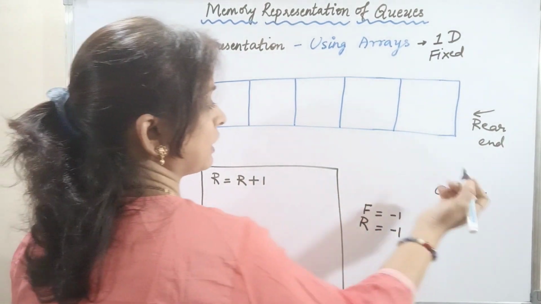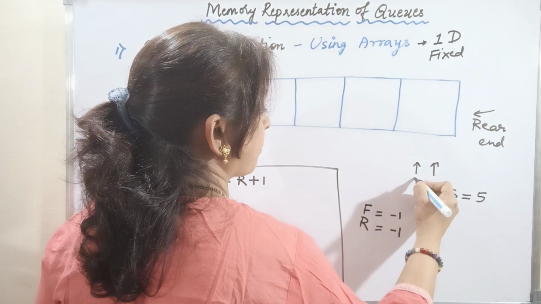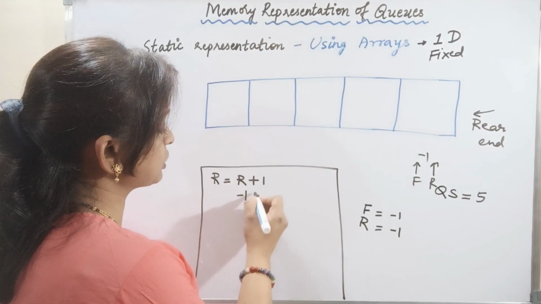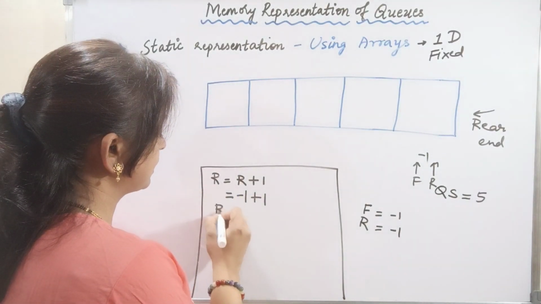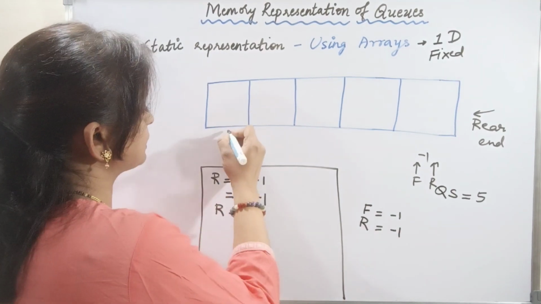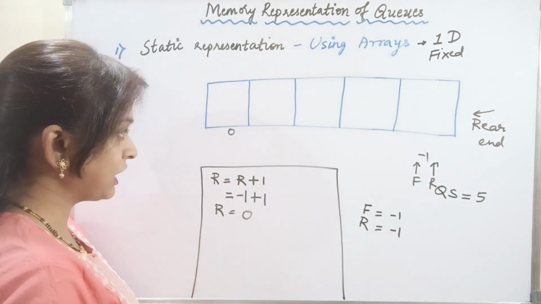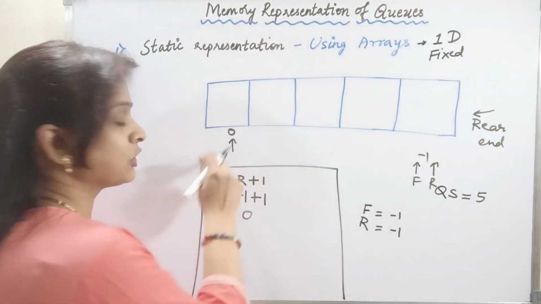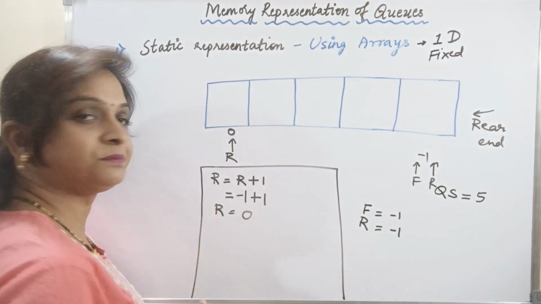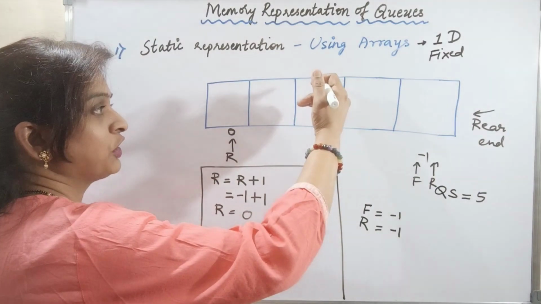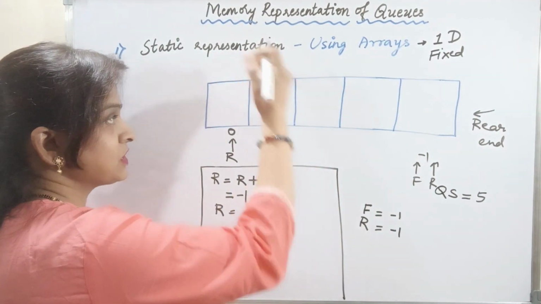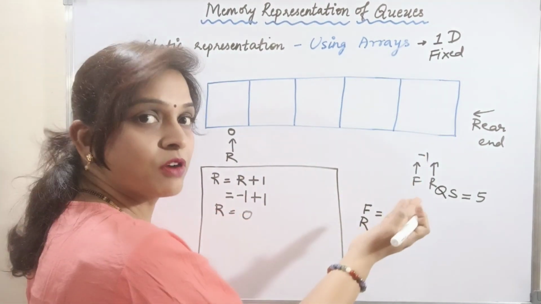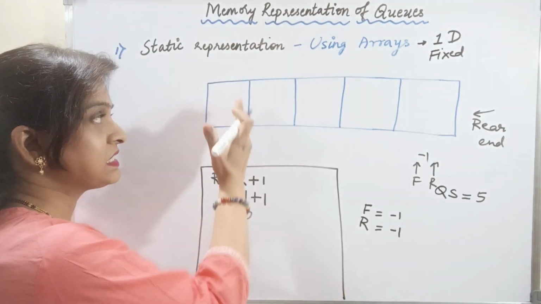Initially the front pointer and the rear pointer will be -1. When I say rear equal to rear plus 1, it is -1 plus 1, which is 0. So now the rear will be pointing to 0. From the rear end, we enter into the queue, and we do not stand there itself. We enter into the queue and we stand in the first position.